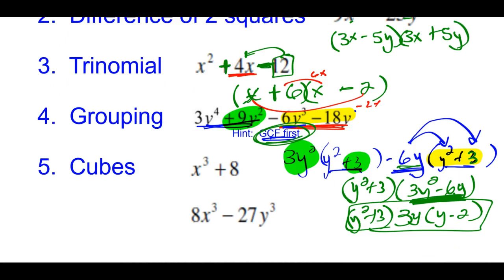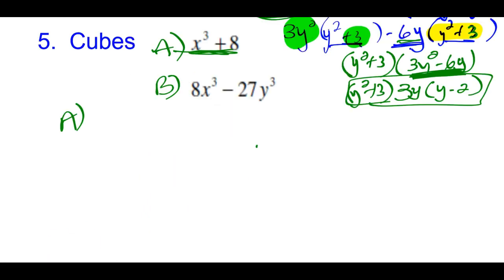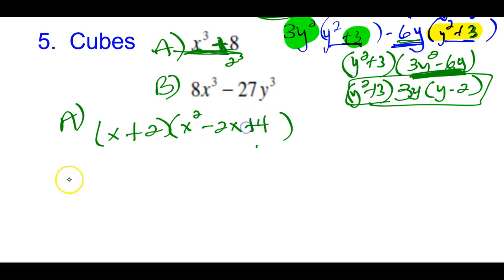The last thing that happens is factoring by cubes. We'll call this problem A and this problem B. For problem A, the rule for factoring cubes is you write down the basis of what's being cubed. So x is being cubed, and 2 cubed gives me that 8. So I'll say x and 2 are the bases. Then the rule says square the first base, take the product of the bases, square the last base. First you keep the original sign, then you change it, and the last one's always plus.